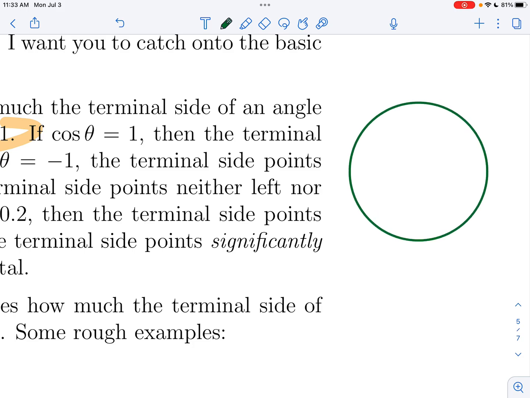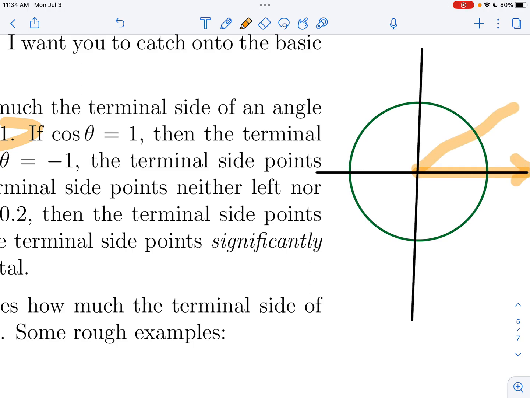Here's my unit circle. Draw my x and y axes. Here is my initial side. Let's make that perfectly straight. We're thinking about this terminal side moving around. And what you want to do is think cosine is basically measuring to what degree this terminal side points to the right on a scale from negative 1 to 1.